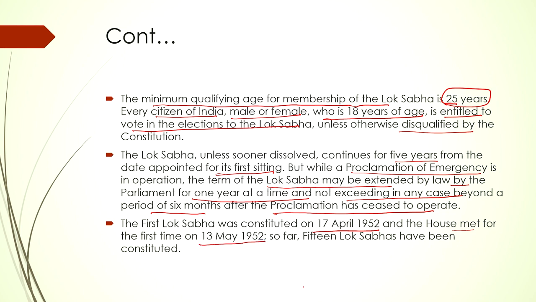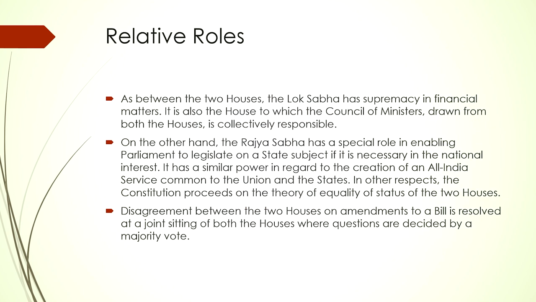So far, 16 Lok Sabha elections have been constituted. If you look into the relative roles of both Lok Sabha and Rajya Sabha, you find that between the two houses, Lok Sabha has a supremacy in financial matters. It also is the house to which the Council of Ministers drawn from both the houses is collectively responsible. On the other hand, Rajya Sabha has a special role in enabling Parliament to legislate on a state subject if it is necessary in the national interest.